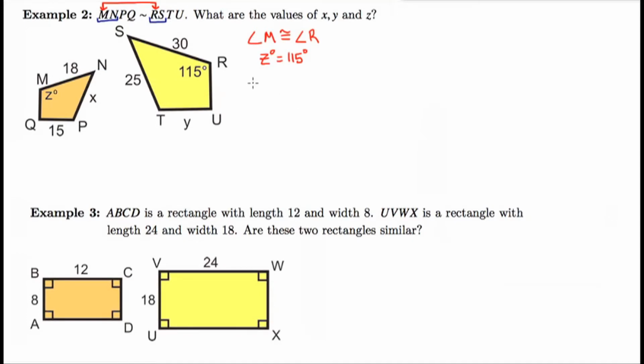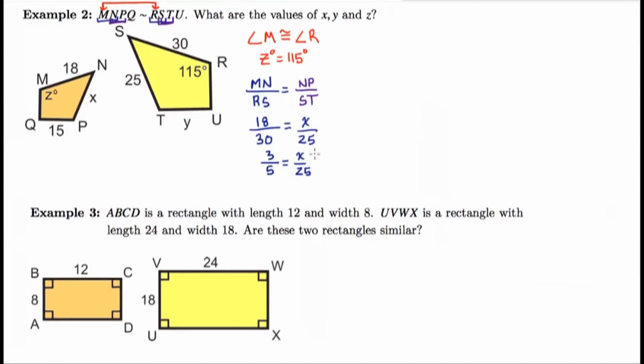So I know MN is 18 and RS is 30. And that would be equal to another proportional. We can say NP to ST. And NP I don't know, that's X. But ST I do know is 25. So when I substitute what I know in here, I get this proportion here. And I can solve for X.